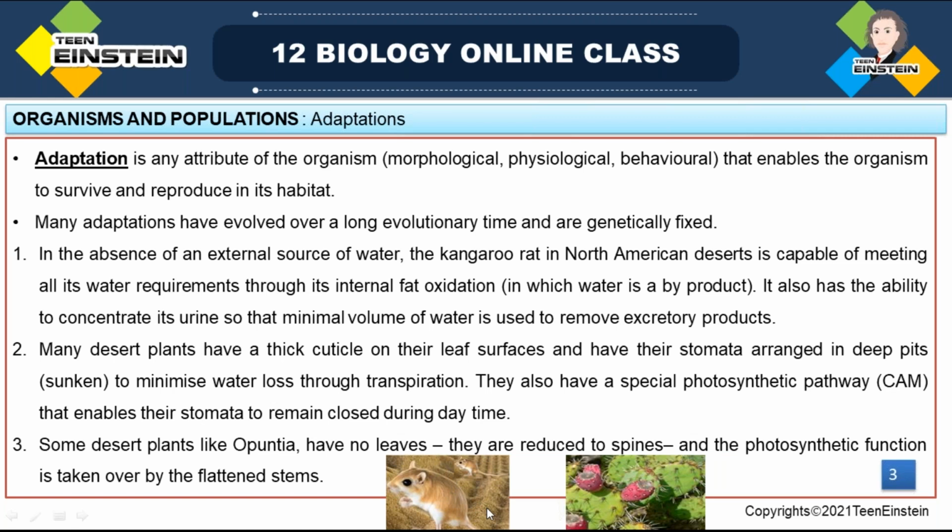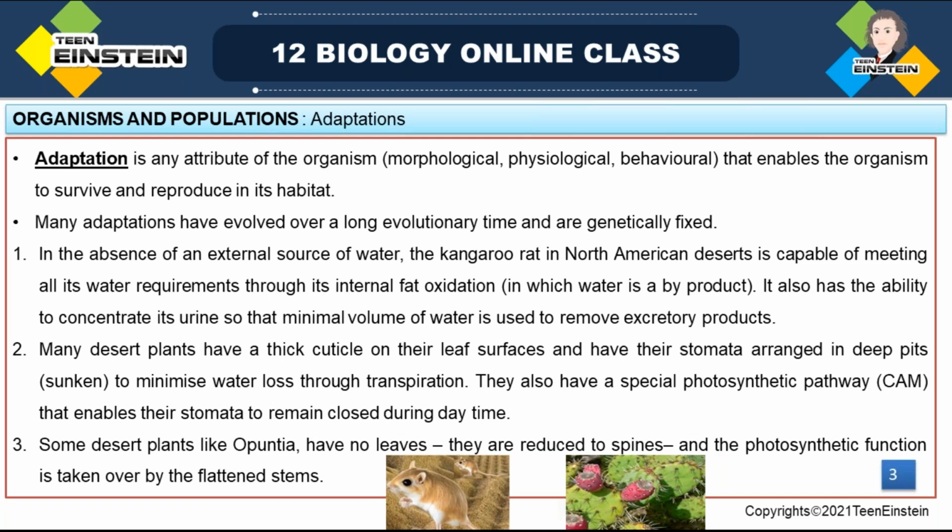When an external water source is absent, this kangaroo rat in the North American desert has some special adaptation to meet all its water requirements. Okay, how is it meeting all the water requirements? Because it is living in the desert. So this kangaroo rat has a special adaptation to meet all its water requirements. So how is it meeting all its water requirements?